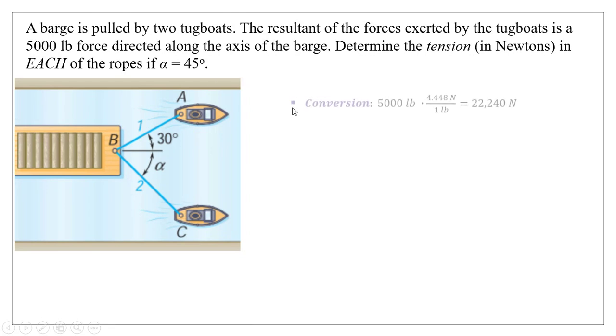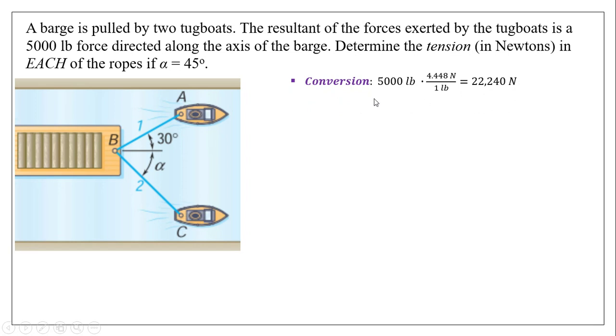So the first thing you should do is convert. Okay, so convert 5,000 pounds to newtons. The conversion factor between pounds and newtons is for every 1 pound, there's 4.448 newtons. Okay, so if we do that, the pounds unit will cancel out, and that'll leave us with about 22,240 newtons. All right, so now that we have the force in newtons, let's go and crack this out.